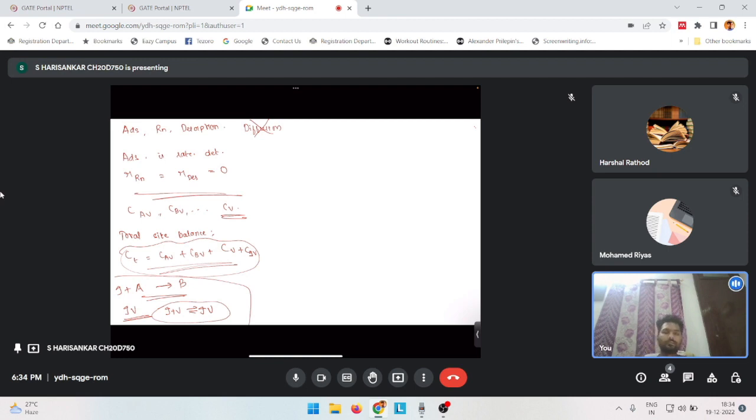You can find the values for CV and all the CAV, CBV terms from these two conditions, which are the rate equal to 0 and the site balance, so equation 1 and equation 2. Use these to eliminate the terms CV, CAV, CBV, and so on, and then substitute everything in the rate of adsorption. Because the rate of adsorption is not equal to 0, as it is rate determining, that is where you have to substitute all these values, and finally you will find the overall rate.